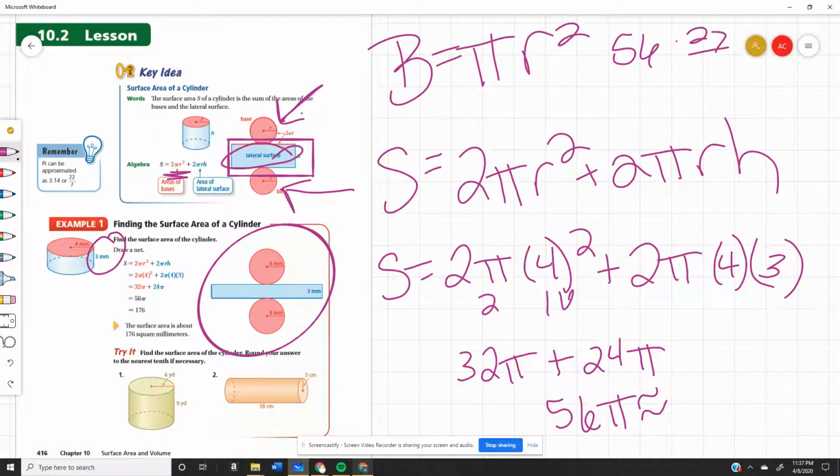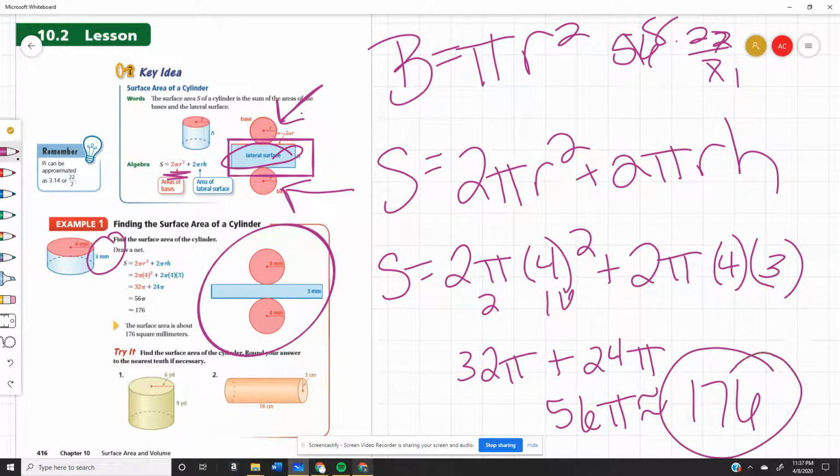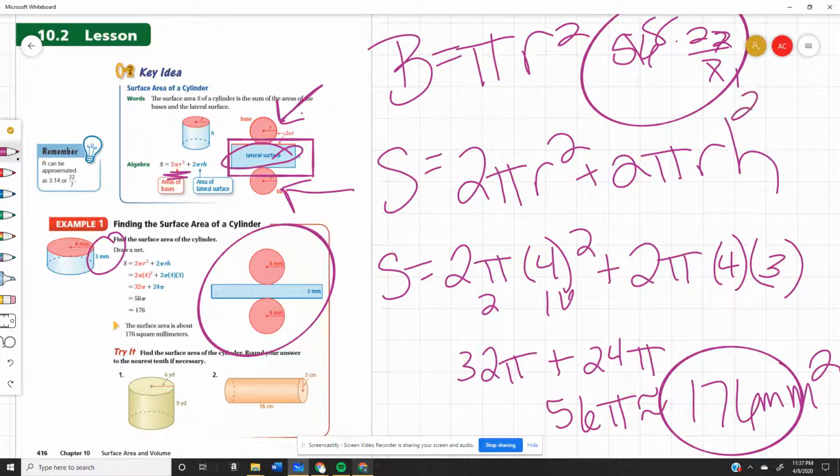So 22 over 7. So that goes into itself once. 8. And then you have 22 times 8, which is 176. Okay? Square millimeters, because we are finding area, so it is squared. In this case, we were talking about millimeters. Okay? So I hope this part up here made sense. I just did 22 times 8, basically.